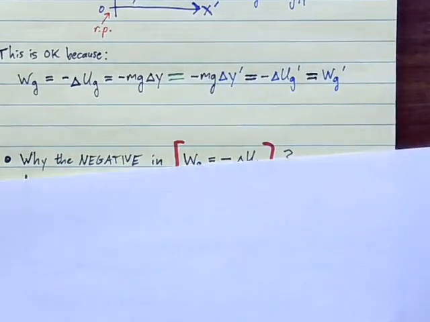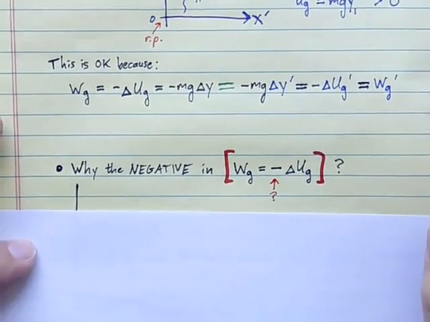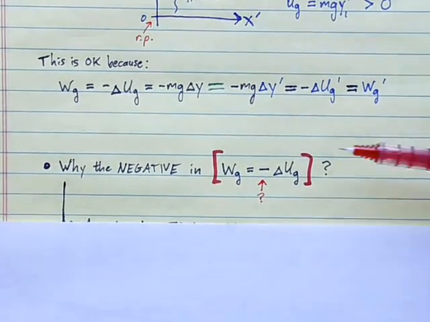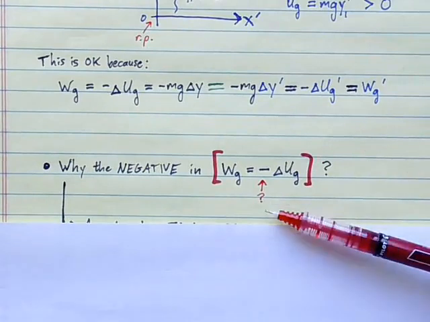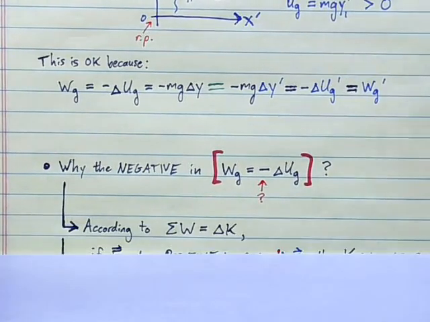Although you may wonder about the negative sign in this equation here, in the minus delta UG. I mean, you saw how I derived it, so you saw where it came from, but what does it mean? How do we interpret the negative sign there? Let me make an argument.